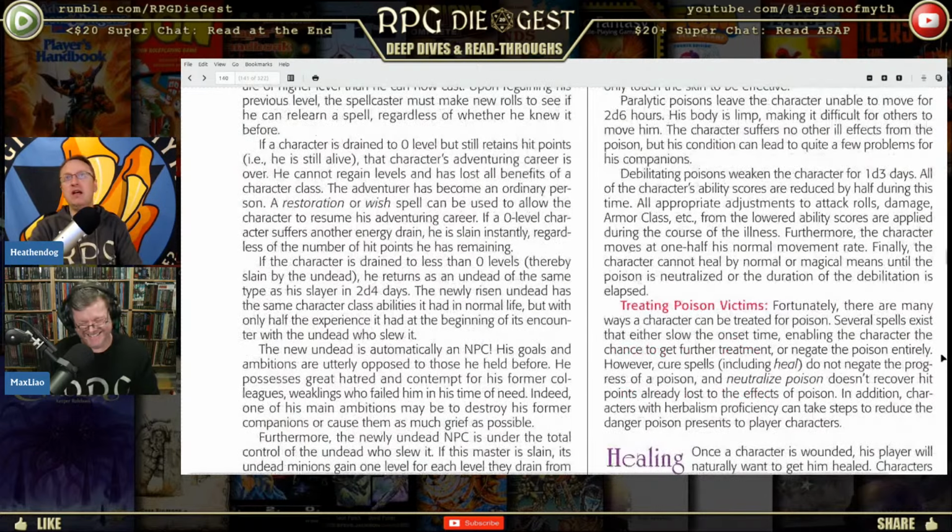That sucks. Debilitating poisons weaken the character for 1d3 days. All the character's ability scores are reduced by half during this time. All appropriate adjustments to attack rolls, damage, armor class, or whatever from the lowered ability scores are applied during the course of the illness. Furthermore, the character moves at 1/2 normal movement rate. Finally, the character cannot heal by normal or magical means until the poison is neutralized or the duration has elapsed. You are very susceptible to basically everything. That's what debilitating means. It's not just one area. You are debilitated in all areas.